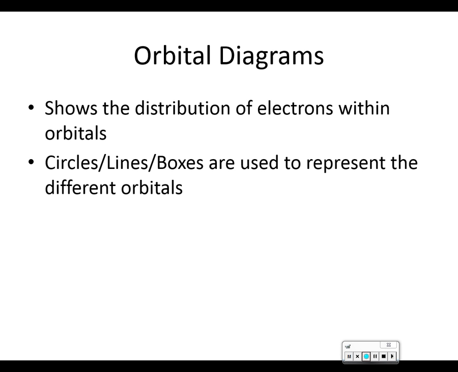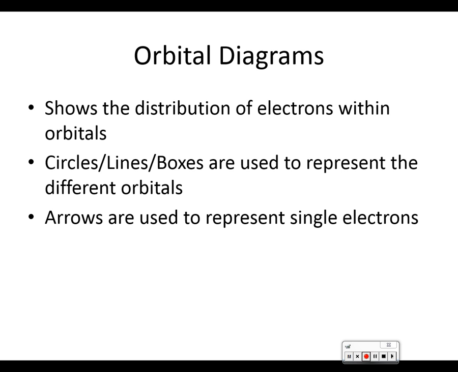An orbital diagram, depending on where you get it from, I just want you to know that if you go to Honors Chem, or regular Chem, or AP Chem, or wherever you go after this class, the orbital diagrams may look a little differently, but they still show exactly the same thing. So sometimes there's circles, sometimes there's lines, sometimes there's boxes to represent individual orbitals. And then we use arrows to represent electrons.